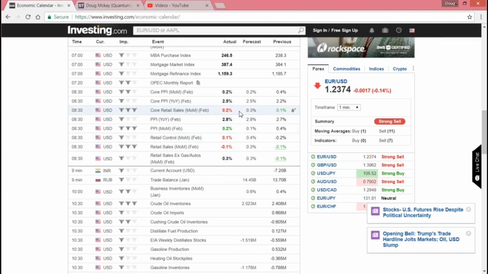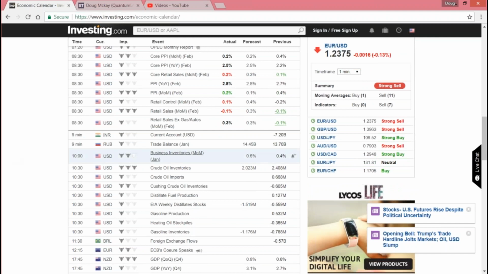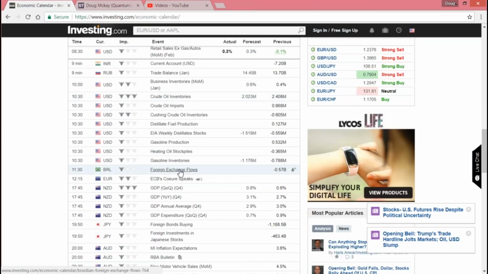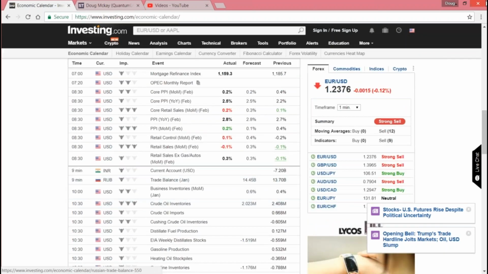Slight miss here, slight beat there, but basically it was pretty flat news overall. At 10 o'clock we've got business inventories, and at 10:30 we've got crude inventory. That's going to be the big one really today. Of course, there's headline news all over the place right now, and that's pretty much it for the news today.